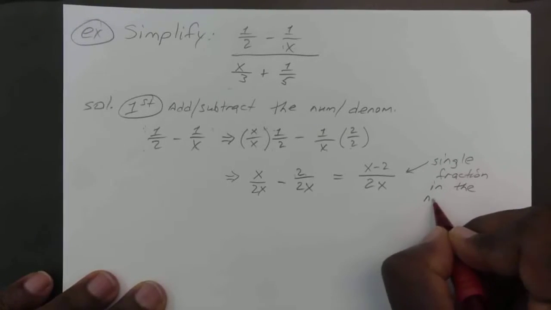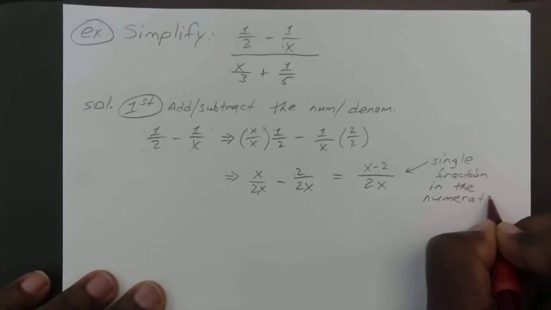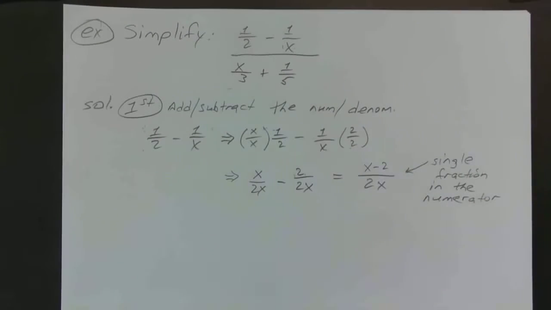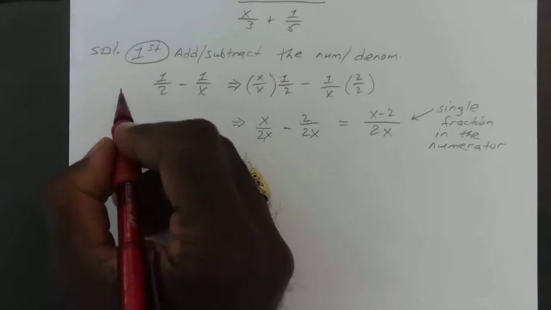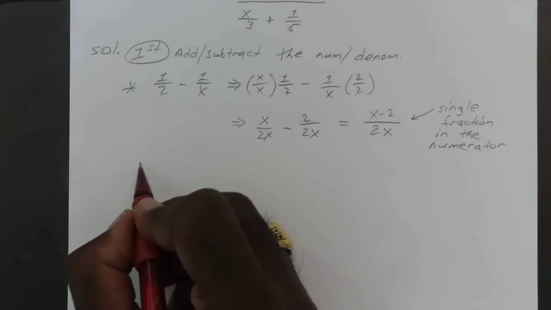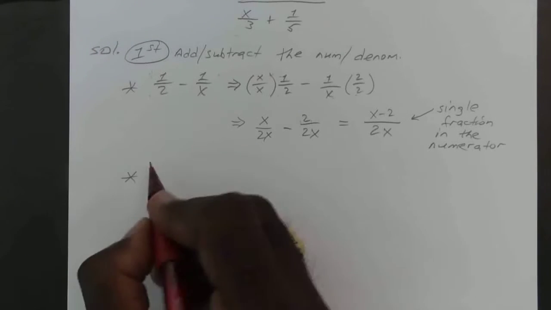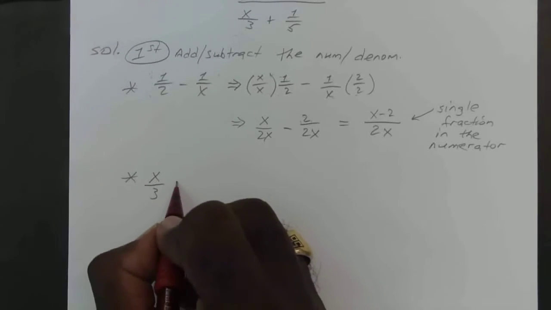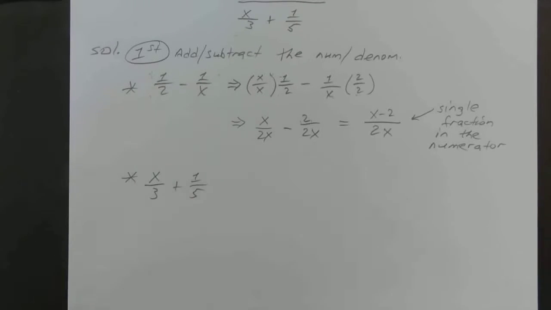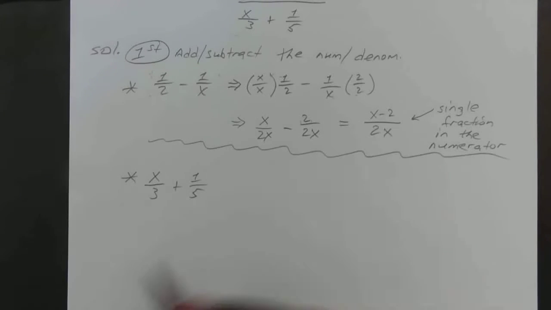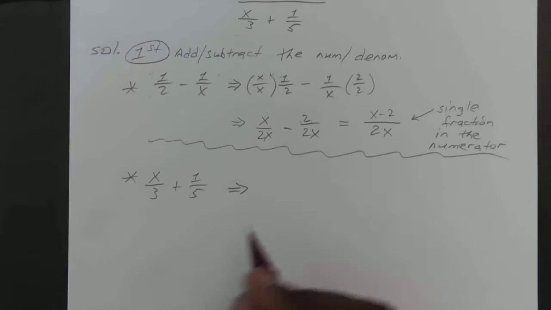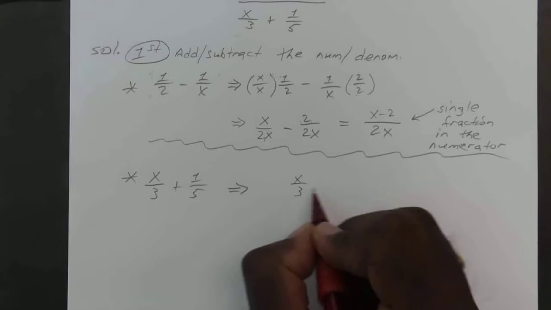In the numerator. Okay, any questions on that step? All right, so now we have to do the same thing for the denominator. Good. Now put a little star next to them to kind of separate them. So that means x divided by 3 plus 1 divided by 5. Let me separate that with a little line. You can rewrite that, give it a little bit of space.